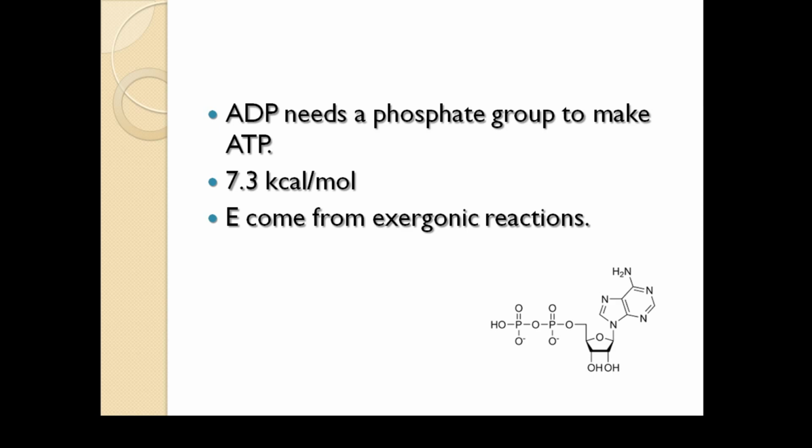So this reaction, when the ADP is going to get a new phosphate group to form ATP, is going to use 7.3 calories per mole. And this energy comes from the exergonic reactions, the reactions that are going to liberate energy, the reactions that have products with less energy than the reactants.